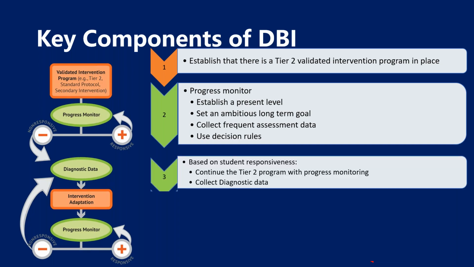Step 3 is really thinking about being responsive to the students that you have in front of you. Based on how these students are responding to your progress monitoring and taking in the data, you're going to continue the tier 2 program with progress monitoring. And if the student continues to struggle, you need to collect diagnostic information to identify specific skill deficits or behavior concerns.